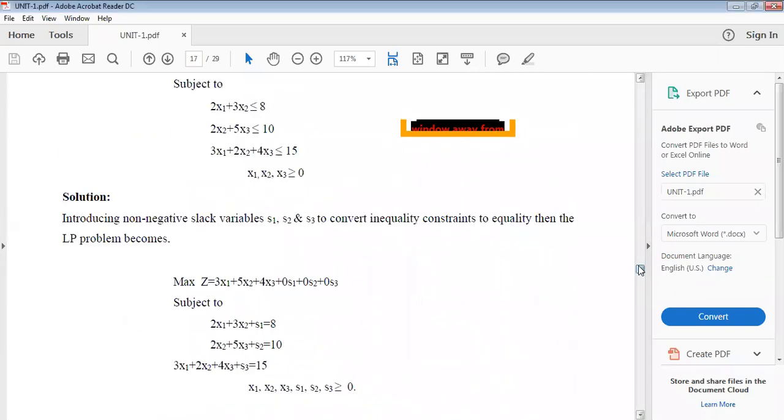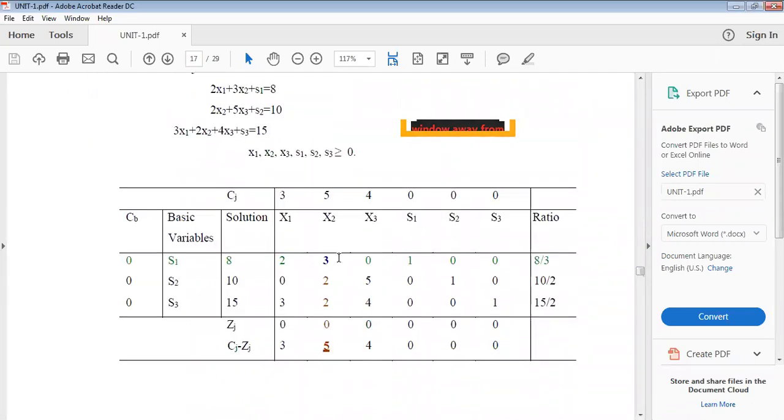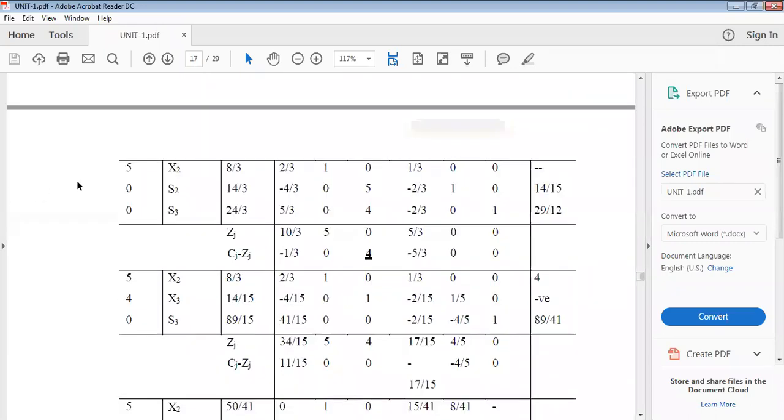This is a critical problem. I will show you the detailed iterations in the next class. Here you can find the critical element, isn't it? So 3 is the critical element, you have to make it 1. Subsequently, this has to be made 0, 0. And for that, you have to calculate.